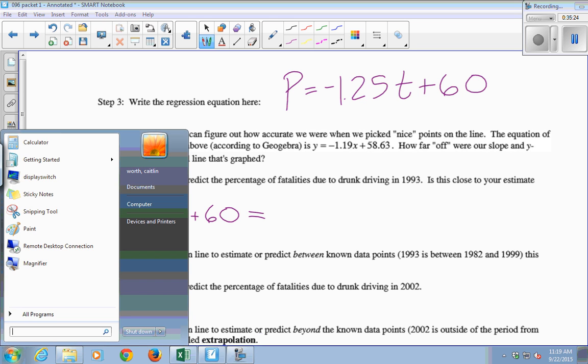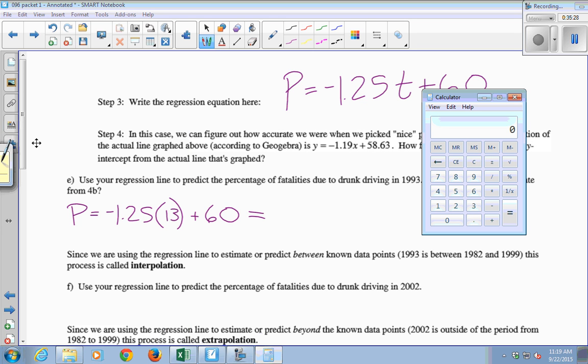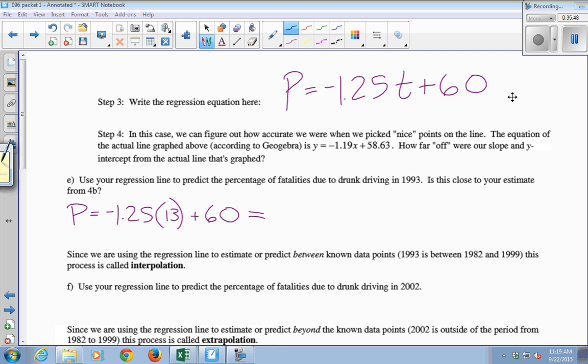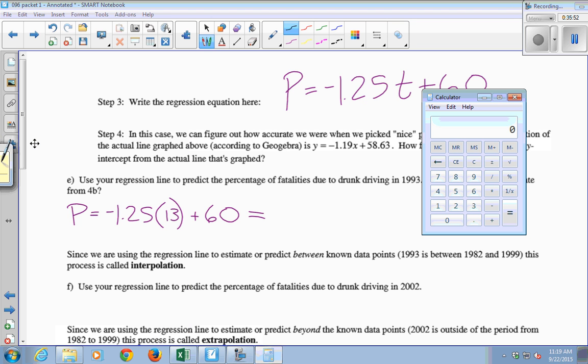Now I need a calculator. Oops. Why isn't this working? Because I'm holding this. Yeah. Thank you. Yep. I'm just going to open it again. There we go. Still doing it.